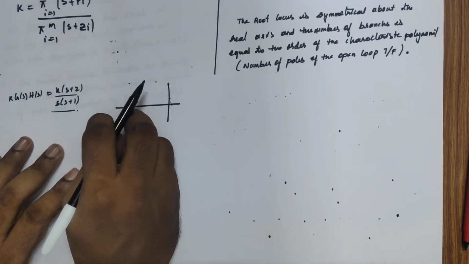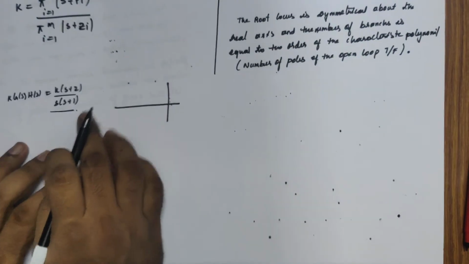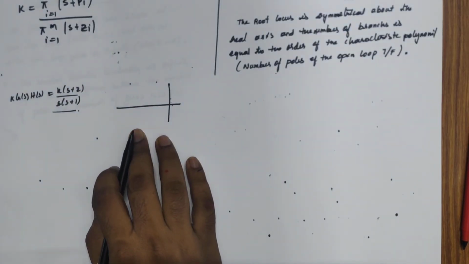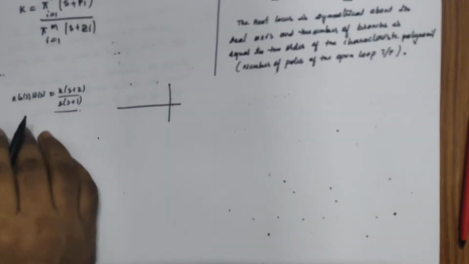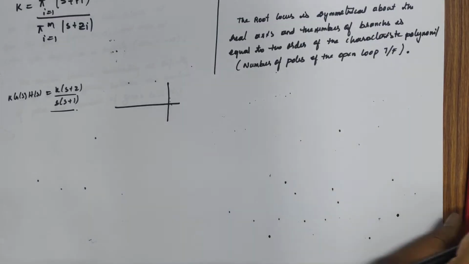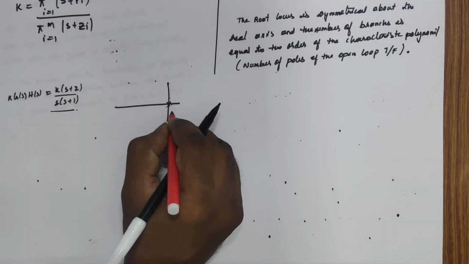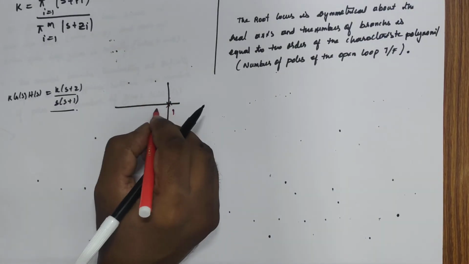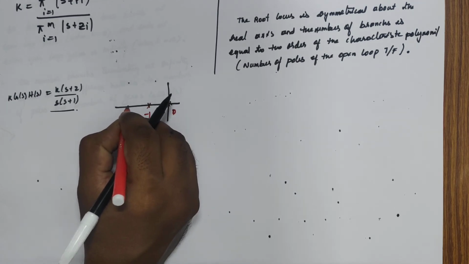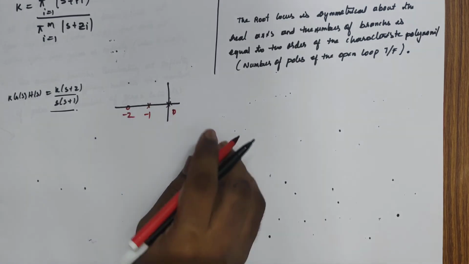To explain this completely, we'll do this example; you will understand a bit. So here my goal is: what are the poles and zeros I'm having? Let us say this is the zero z1 at minus 2, and these are the poles at 0 and minus 1.